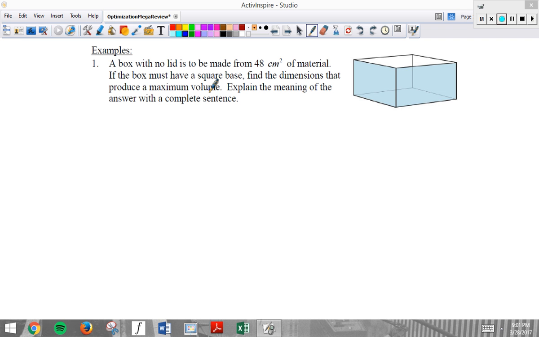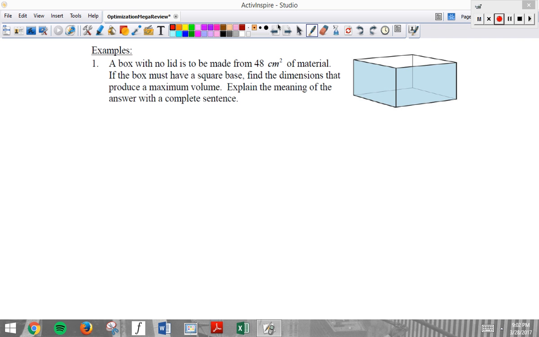I'm mostly focusing on the math, not the writing of the sentence. In a few problems I'll do the sentence, but just in the interest of time because there are 17 problems. Pause the video, try it out, see what you can do. Pretend like this is a test question. What would you have written?